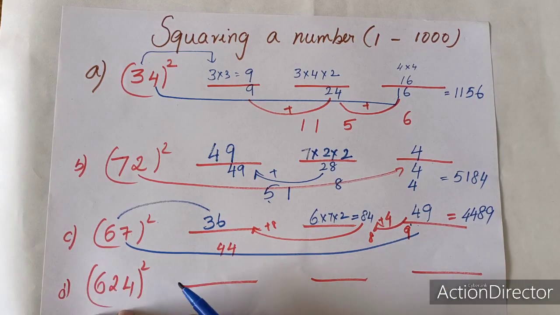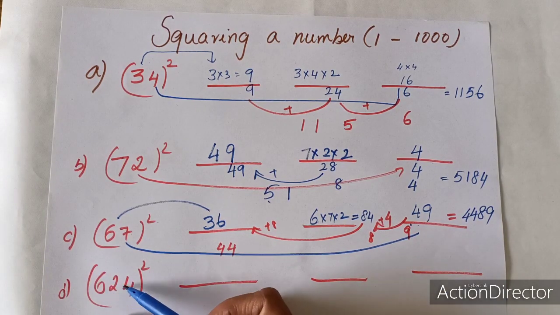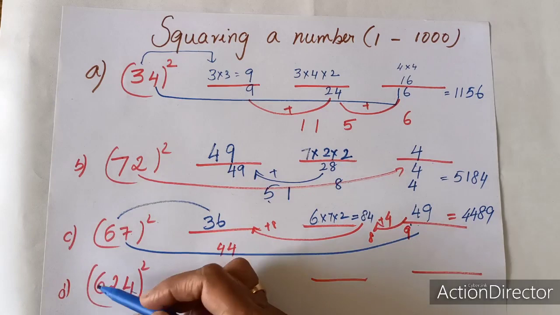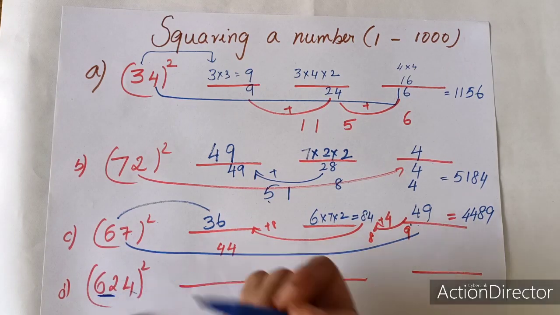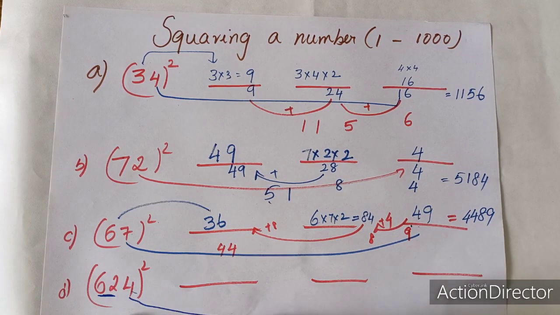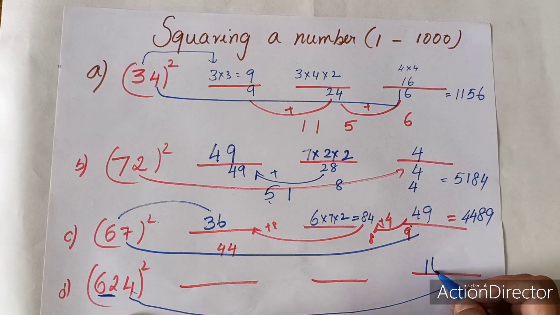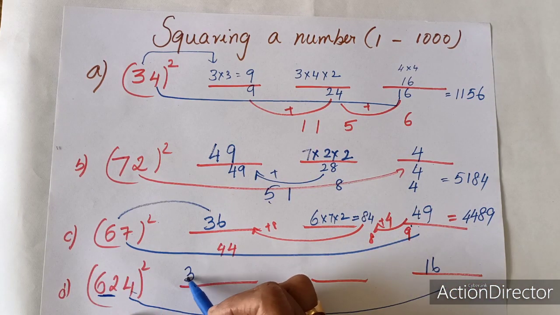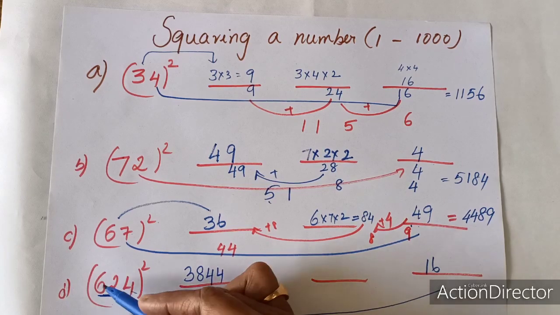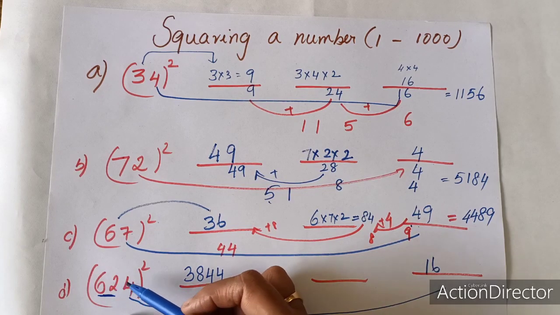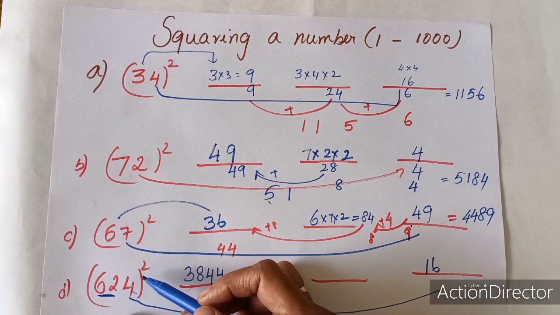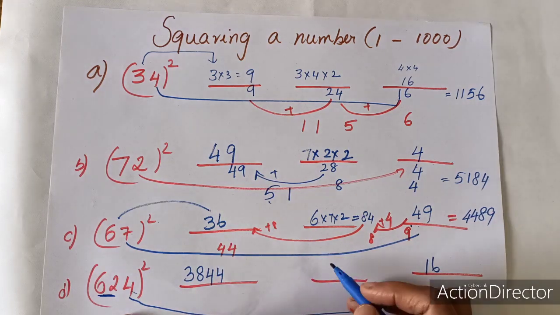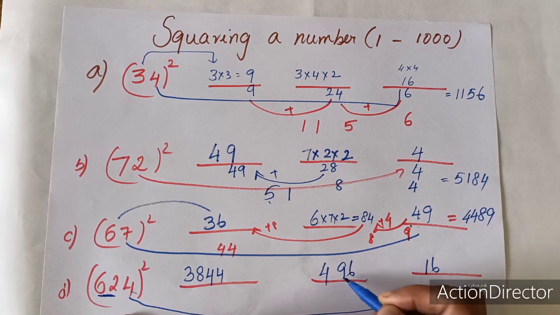Now the last one. Since I am having 6, 24, 3 digits, I am going to take the last two digits together. So here 4 into 4 will be 16. 62 multiplied by 62 will be 3844. And in the middle column, 62 into 4 into 2. 62 into 4 into 2 will give me 496.